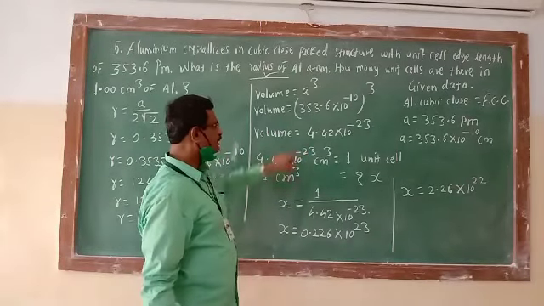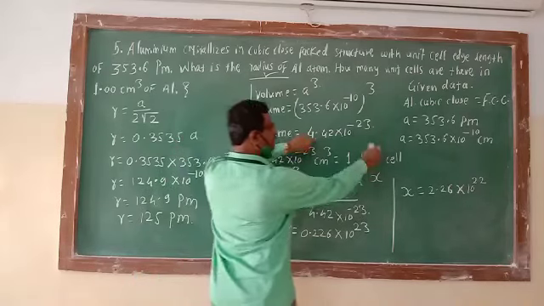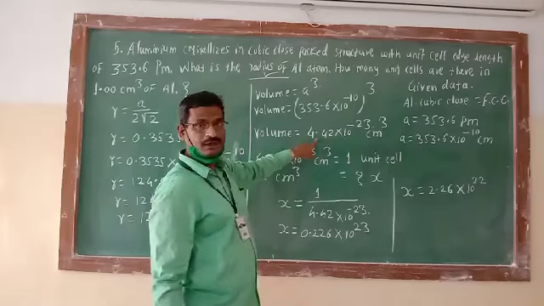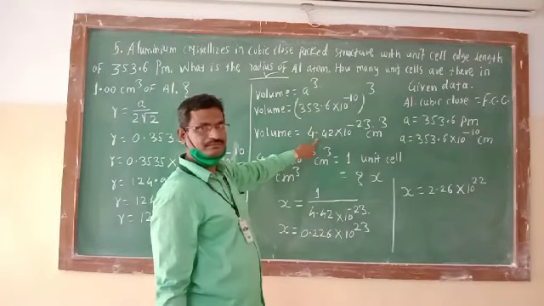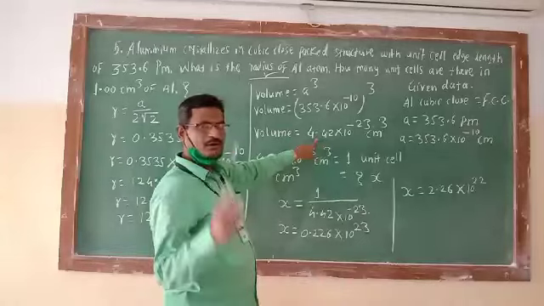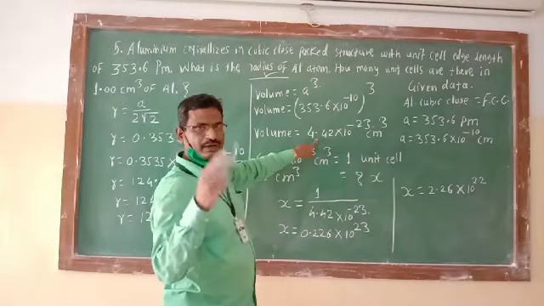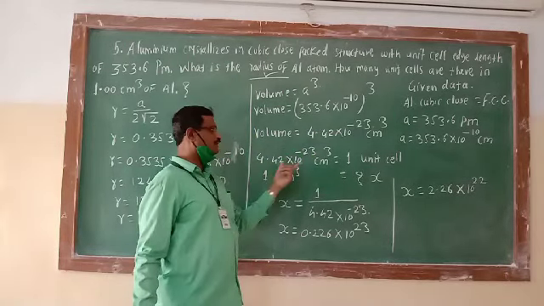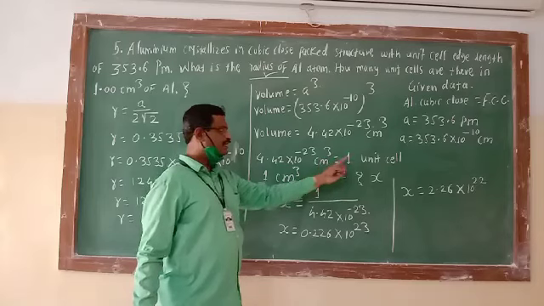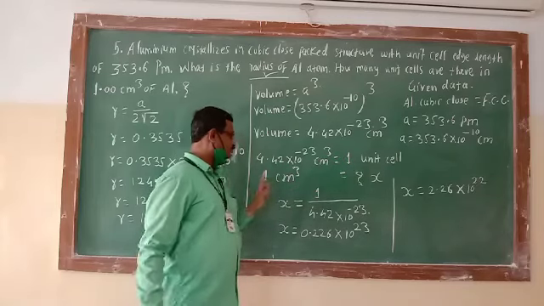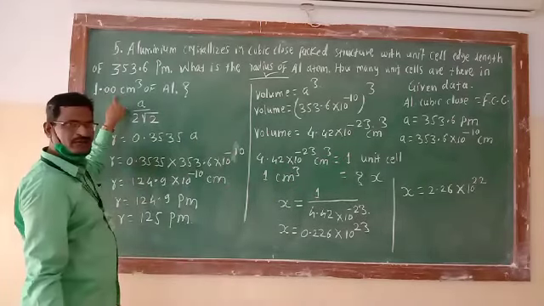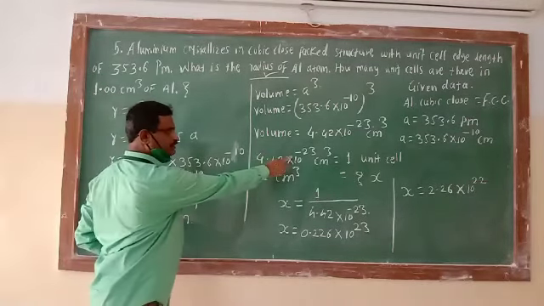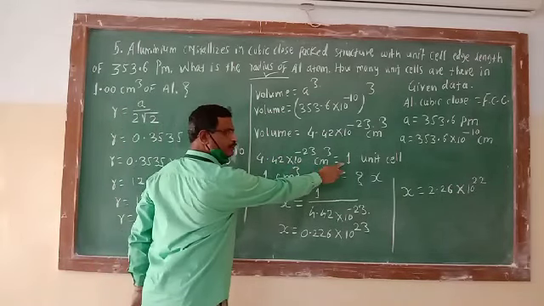It means that this is the volume in centimeter cube of the aluminium FCC structure, where 1 unit cell is present, where 4 aluminium atoms are present. So 4.42 into 10 raised to minus 23 centimeter cube is nothing but 1 unit cell. So for 1 centimeter cube, we have a second calculation.